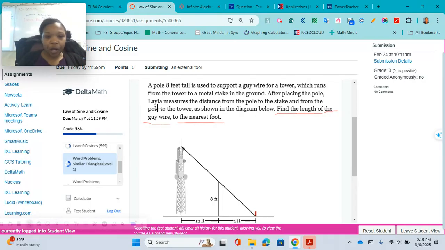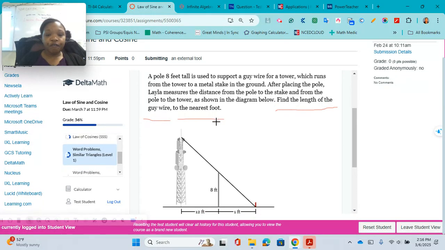After placing the pole, Layla measures the distance from the pole to the stake and from the pole to the tower, as shown in the diagram below. Find the length of the guy wire to the nearest foot.